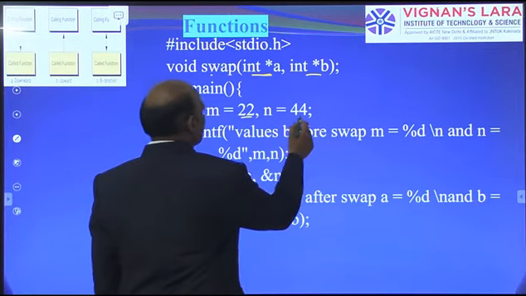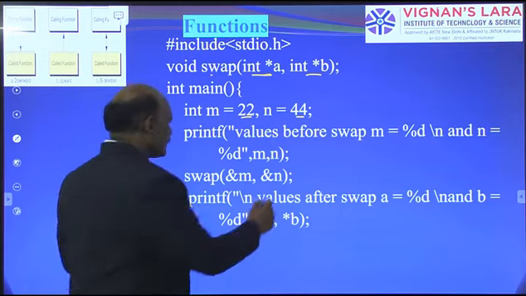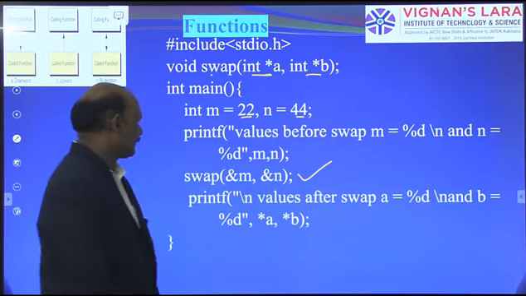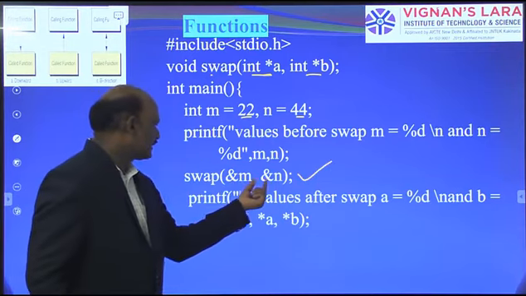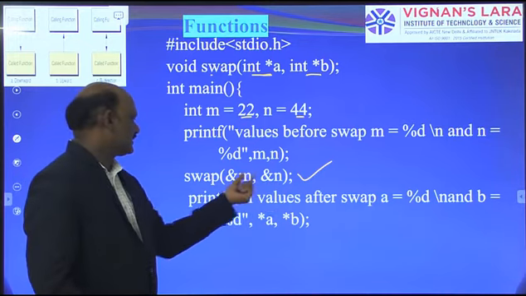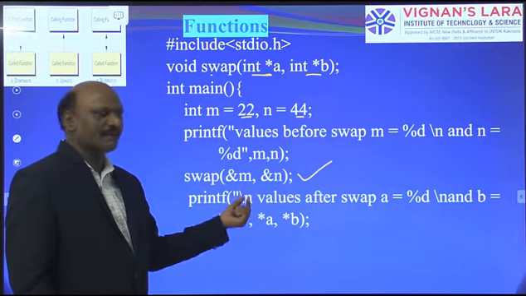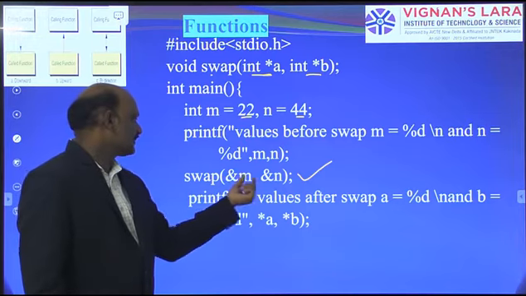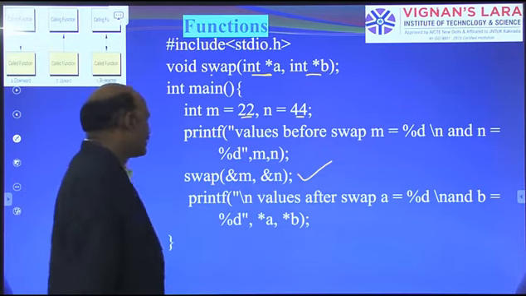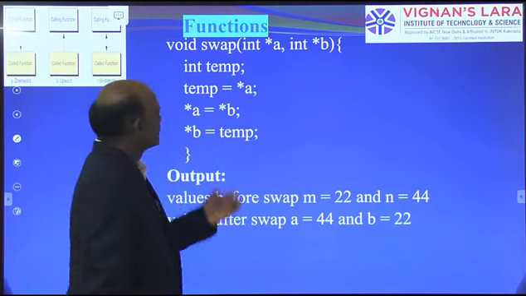So the M value and N value I am initializing. Print the values before swapping, then call this function. Function call: swap(&M, &N). That means we are passing an address. Swap(M, N) would mean passing the values of M and N, but here we are passing the addresses of M and N. Then print the values after swapping. Now, come to the function definition.